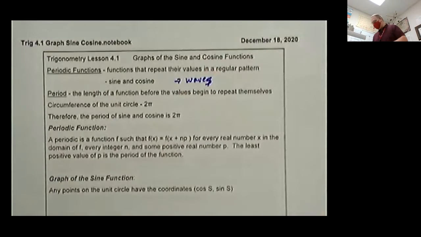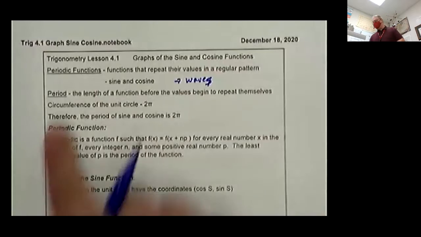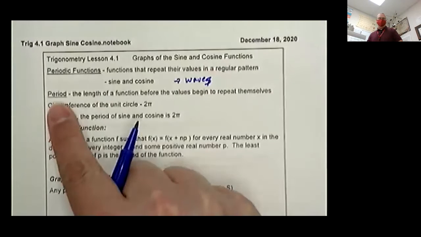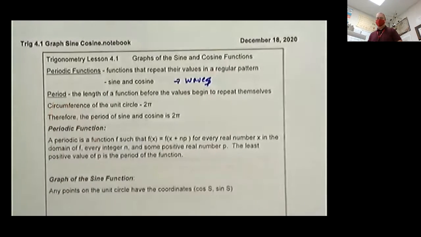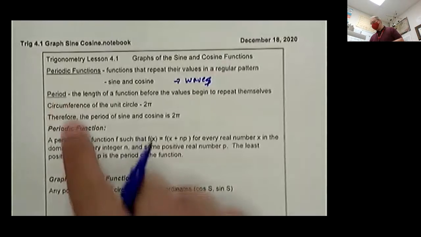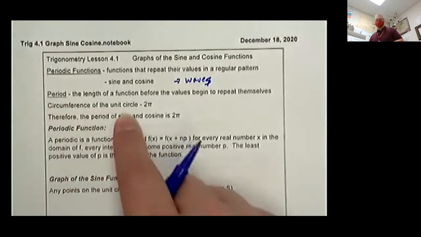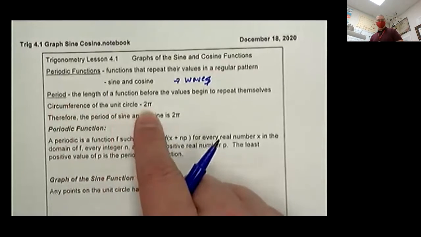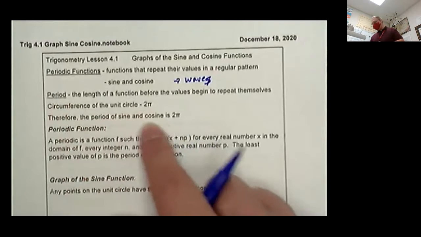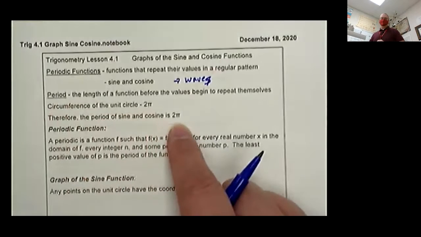We're going to define then the pieces of the graph. The first piece we're going to look at is the period of the graph. The period of the graph is the length of a function before the values begin to repeat themselves. You might think of it as one cycle. So period is from start until it starts to repeat itself again. The period of sine and cosine come from the circumference of the unit circle, which is 2 pi. Therefore, the period of sine and cosine is also 2 pi.